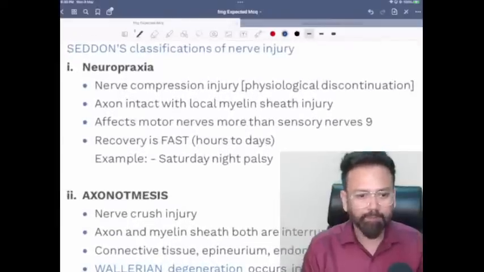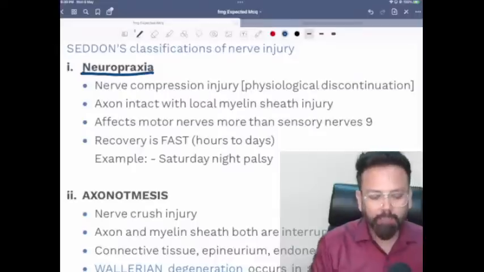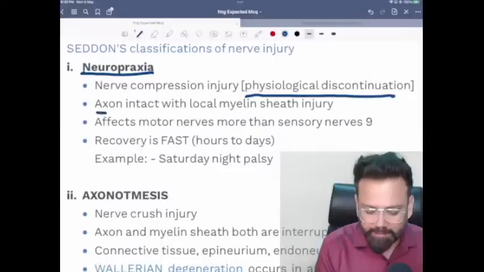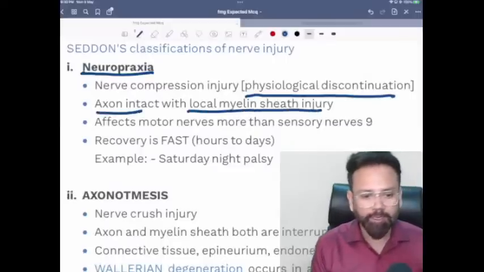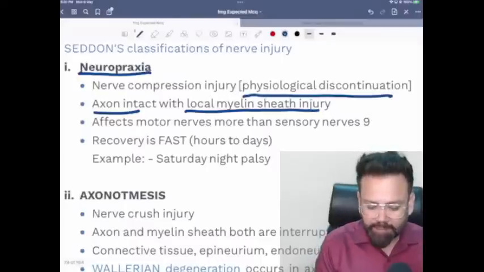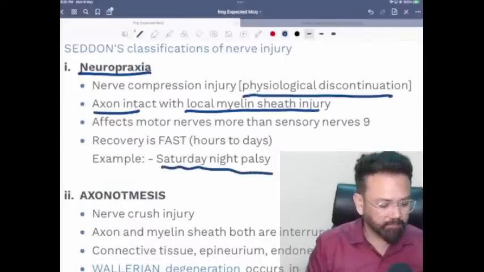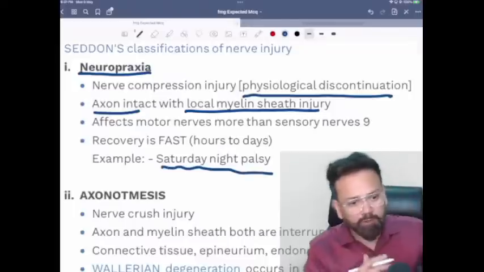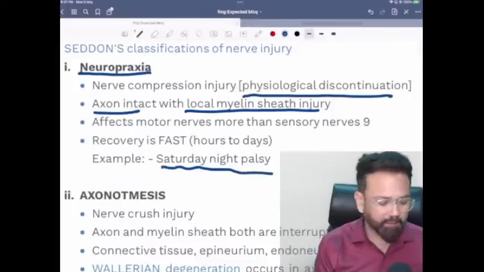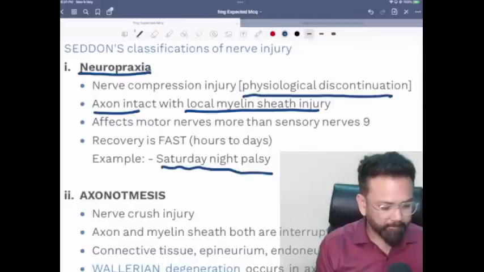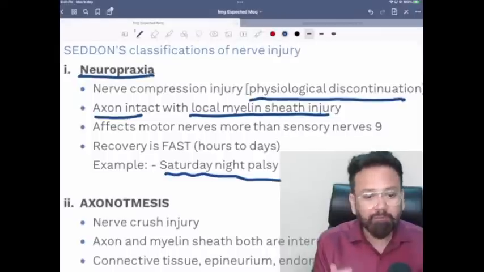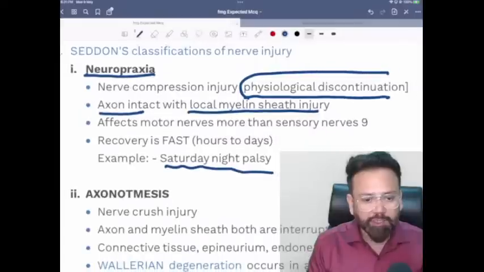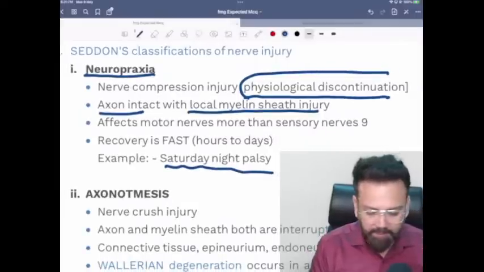What is neuropraxia? Neuropraxia is the physiological block. It is physiological discontinuation. The axon is intact with local myelin sheath damage only. Recovery is fast. Example is Saturday night palsy. Saturday night palsy can be neuropraxia because it is because of pressure. It is physiological disruption. So this is only a physiological conduction block. Answer is physiological conduction block only. Am I clear with this?